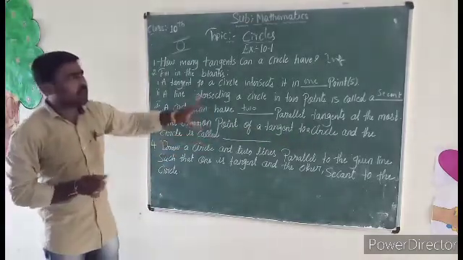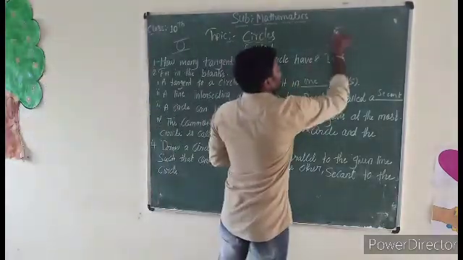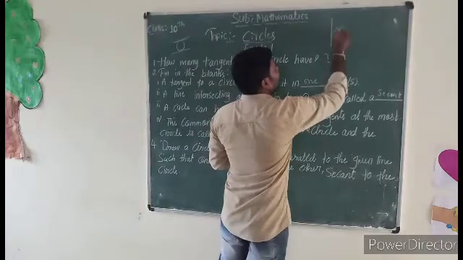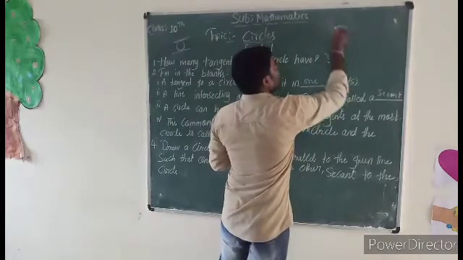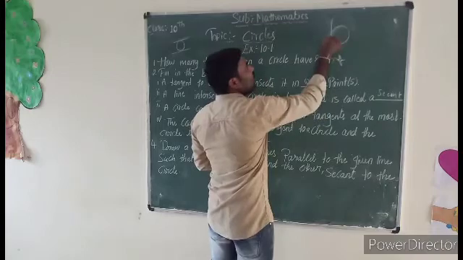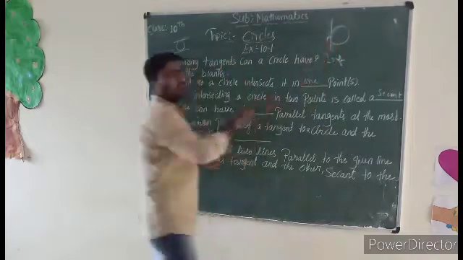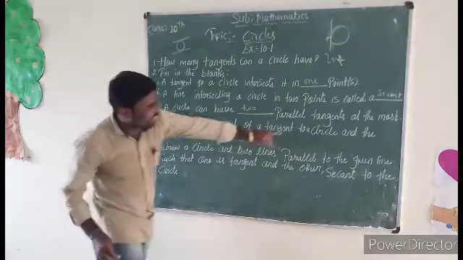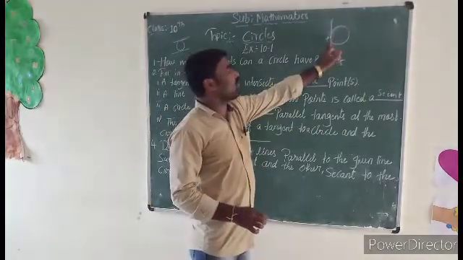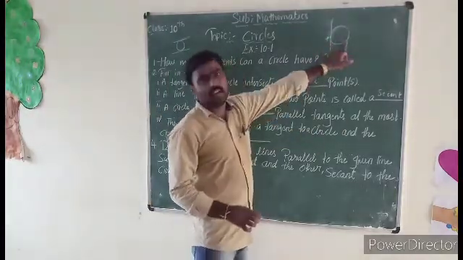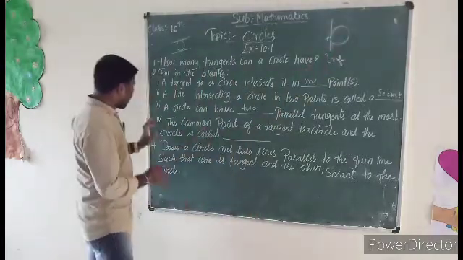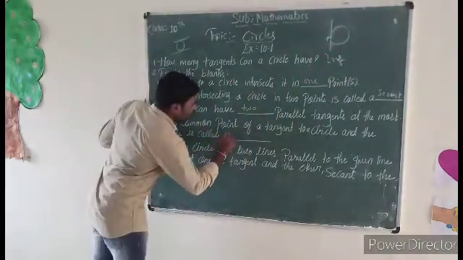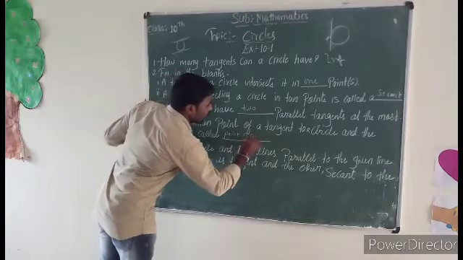Next, fourth one: the common point of a tangent to a circle and the circle is called what? See, this is the tangent and this is the circle. This is the common point for both the tangent and the circle. This point we call the point of contact.